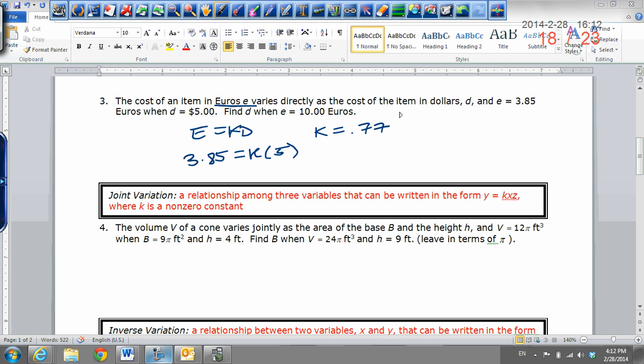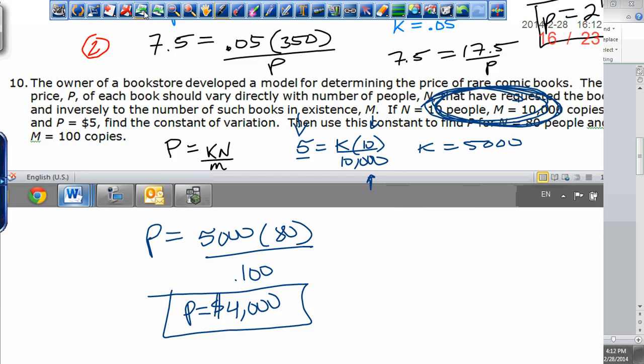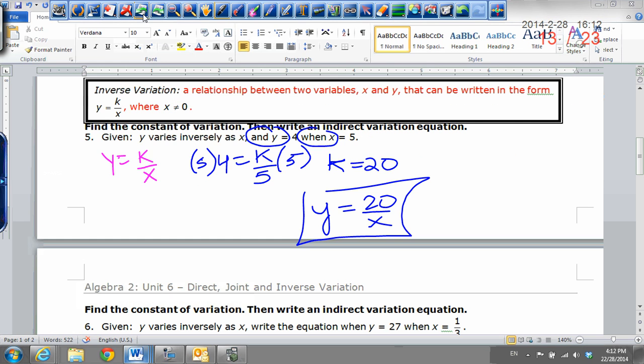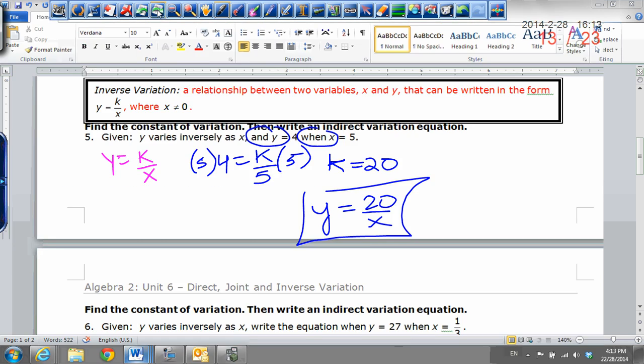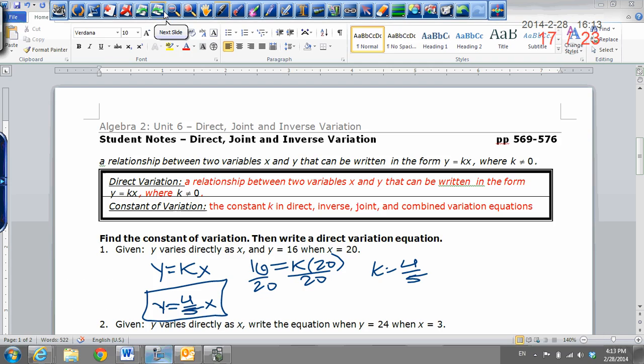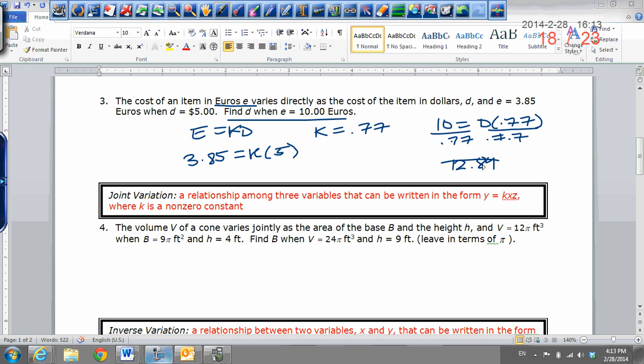So then we're going to take the new formula with k, put in 10 for E, so I got 10 equals, I don't know what D is, but I know 0.77. Divide by 0.77, divide by 0.77, and I think you get 1289. I've got the answers here, hold on. Oh, 1298, sorry, 1298.